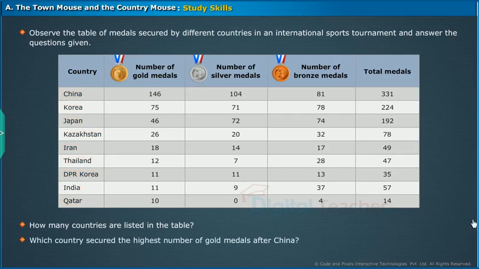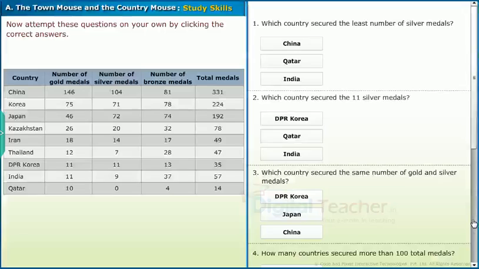Which country secured the highest number of gold medals after China? Korea is the country which secured more gold medals after China. Now, attempt these questions on your own by clicking the correct answers.